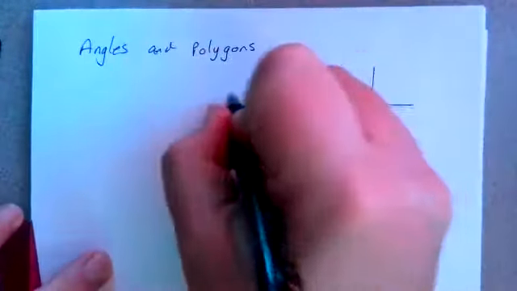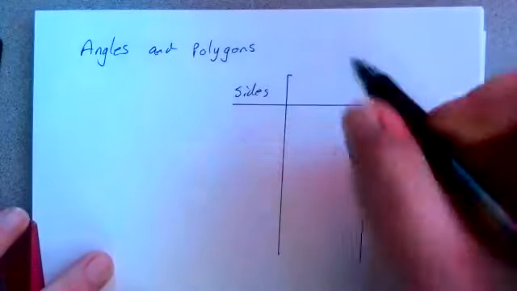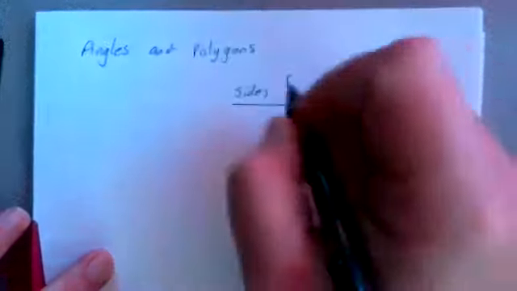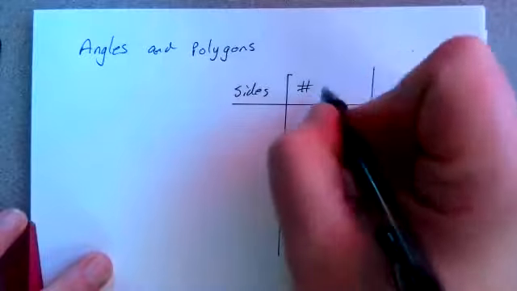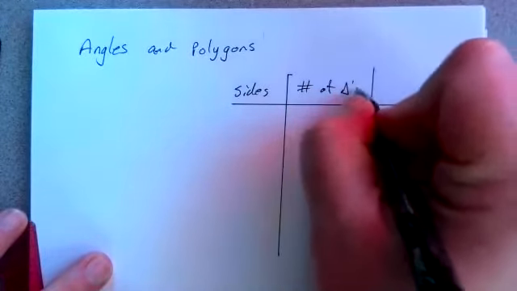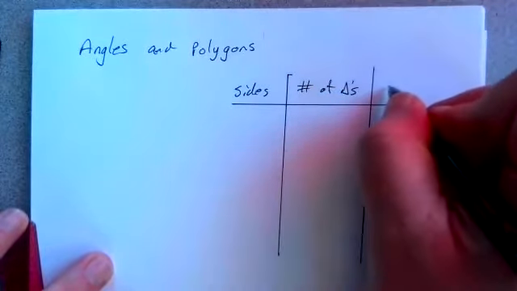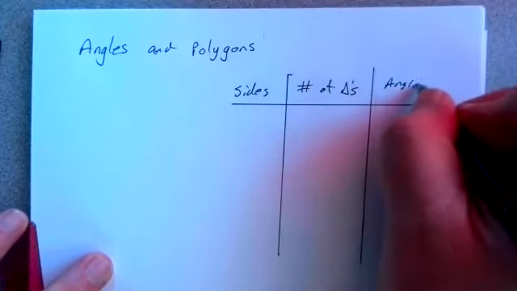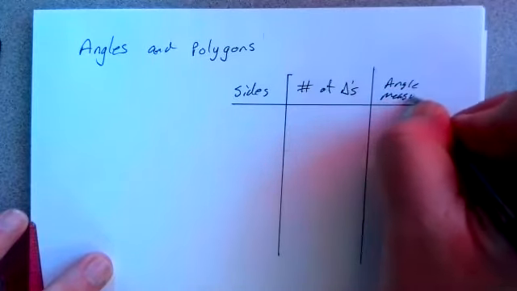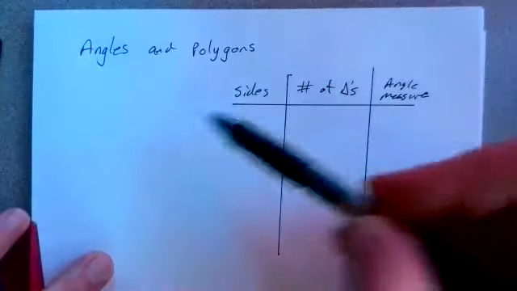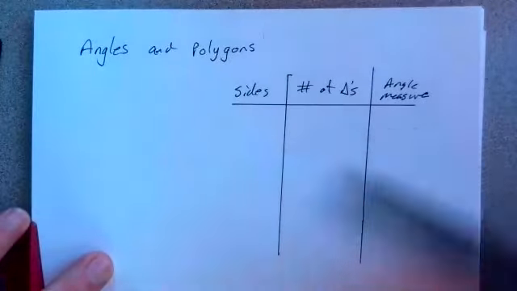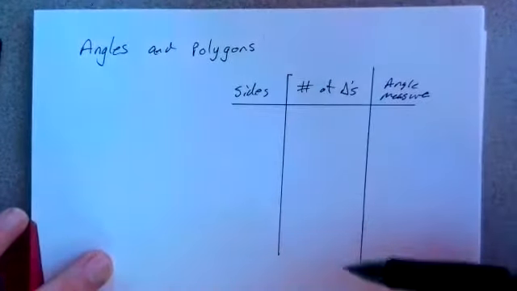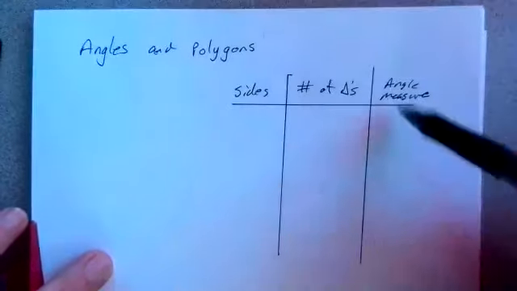Here we're going to call this the number of sides, the number of sides of a polygon. And then you'll see what I mean here in a second. Number of triangles. And then the angle measure. All right. So number of sides, number of triangles, and angle measure. And that's going to, like, what do you talk about, Mr. Stevens? I don't know. That you'll see as we go.